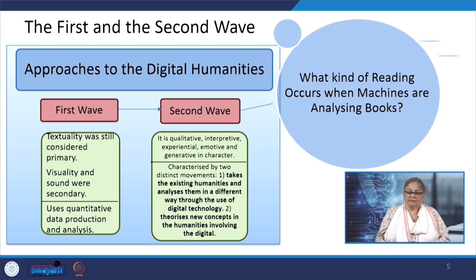It takes the existing humanities and analyzes them in a different way through the use of digital technologies. And secondly, it theorizes new concepts in the humanities involving the digital. So, these waves suggest how the manner of reading has undergone a drastic transition. So, what kind of reading now occurs when machines are analyzing books, as now the reading has become interpretive and emotive in character? The critical question is, what kind of reading occurs when machines are analyzing books?